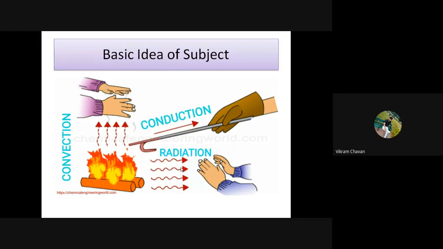So the basic idea of our subject revolves around these 3 points only, and I have mentioned these 3 points in one picture. One is conduction, second is convection, and third is radiation. Is everyone getting this point? Please mention in the comment box. Any problem, any question?